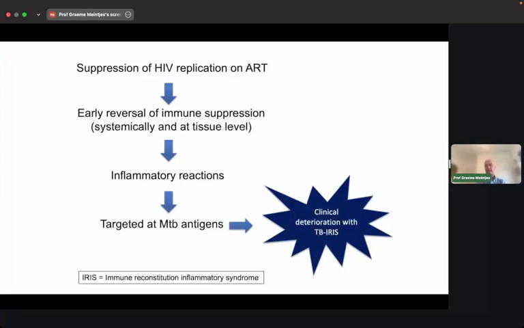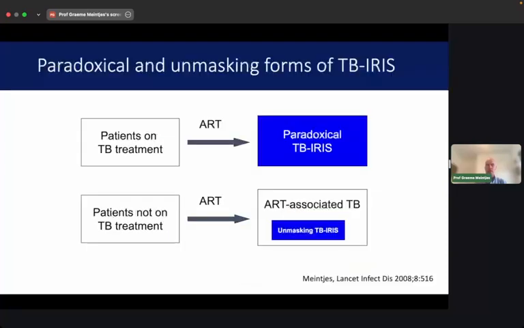In the case of TB IRIS, those inflammatory reactions are targeted at TB antigen at the sites of TB disease, be it in the lung, be it in the lymph node in the patient that I showed you. And that inflammatory reaction then drives clinical deterioration with local inflammation and often systemic inflammation as well. And in TB, when we think about TB IRIS, there are 2 broad forms of TB IRIS. And the one that our group has really studied is the first one, paradoxical TB IRIS.